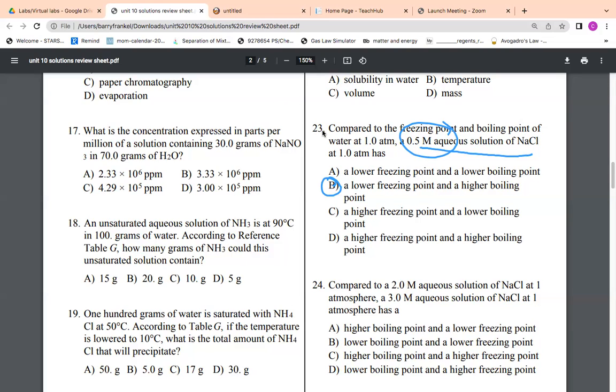Number 24 is similar, but you're comparing two salt solutions. Compared to a 2 molar aqueous solution of NaCl, a 3 molar aqueous solution has what? Again, the more concentrated it is, which would be this one, the more effect it's going to have on raising the boiling point and lowering the freezing point. So this one would have a higher boiling point and a lower freezing point. Two very similar questions.